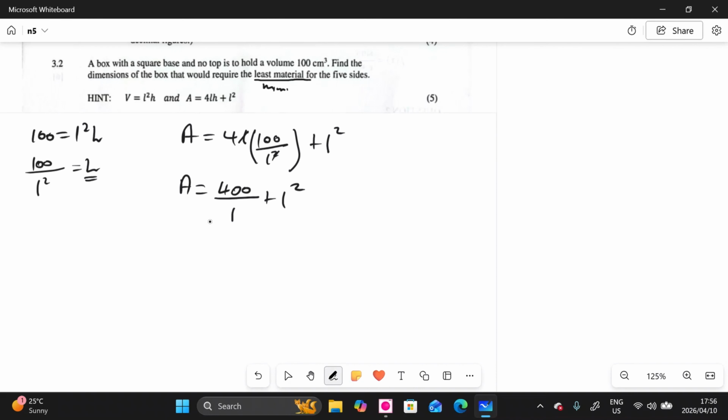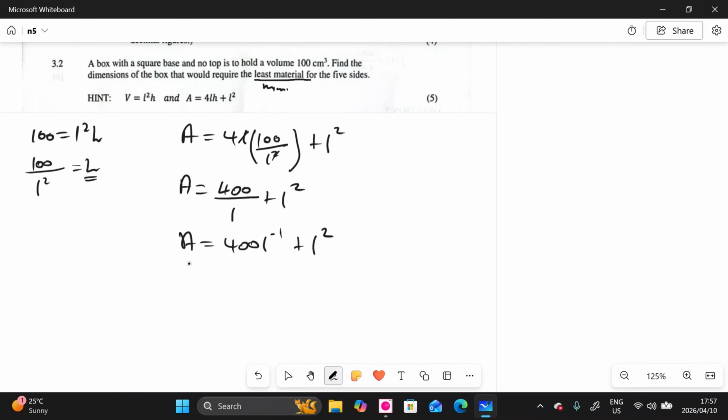So from here we need to derive this. Remember, this is minimum material, so we need to derive this and equate it to 0. But before we derive this, we can rewrite area as 400 length to the power of -1. If we take this length to the numerator, it's going to have the power of -1 plus length squared. There we go. Now let's derive.